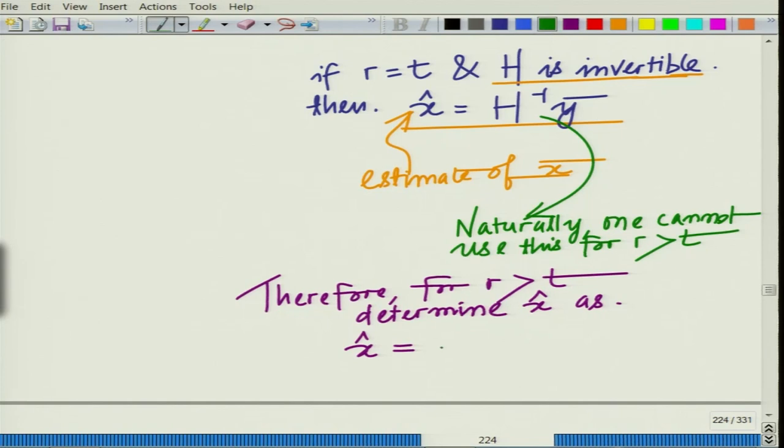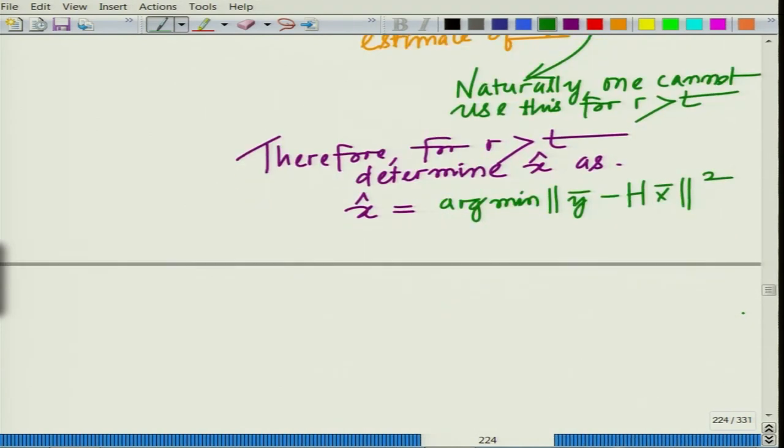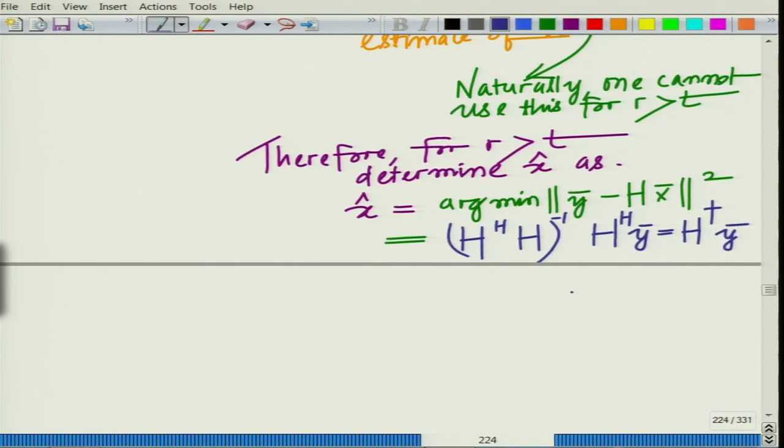X hat is equal to, remember we solved the approximation problem, norm square of y bar minus H x bar, which is given by the least squares estimate, which is H Hermitian H inverse H Hermitian y bar, or you can write this as H dagger y bar. We have already seen H dagger is nothing but the pseudo inverse of the matrix H, that is H Hermitian H inverse into H Hermitian.